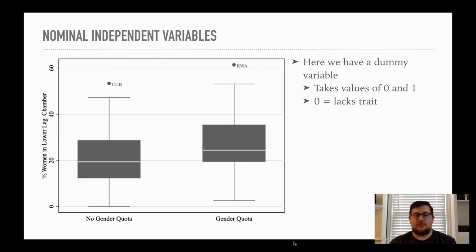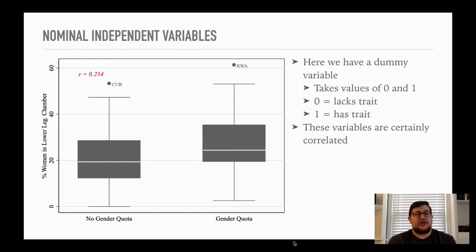Okay, so we have our dummy variable. Takes the values of 0 and 1. 0 means it lacks the trait. 1 means it has the trait. And these variables are certainly correlated with one another, right? Our Pearson's correlation coefficient is 0.254, okay? Which is a decent correlation. And in fact, it is statistically significant, okay? So it's a decent correlation. Not amazing, but it's pretty good.